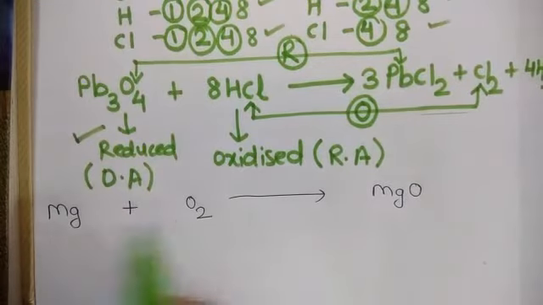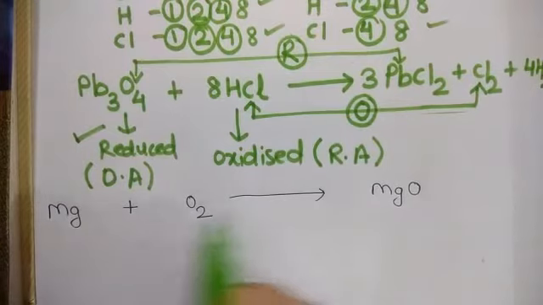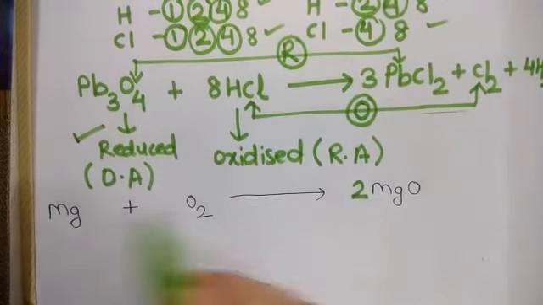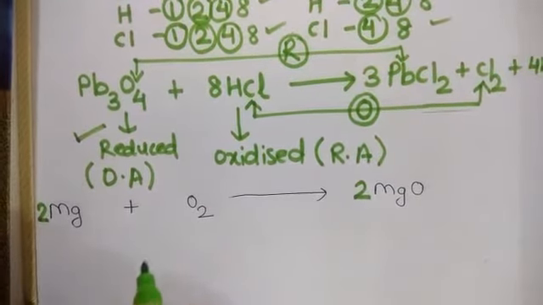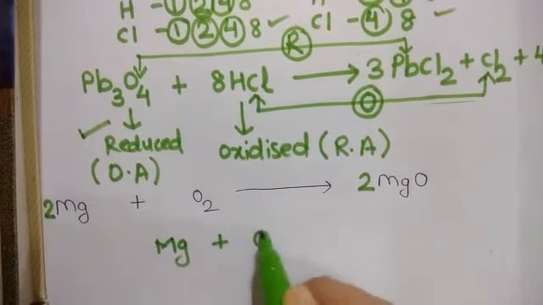Now next question, if we see, this is magnesium oxide. Magnesium plus oxygen gives you magnesium oxide. So we have to check whether it is balanced or not. We will just simply write 2 here because oxygen is 2 here. So we will write 2 here also. Now it is balanced.